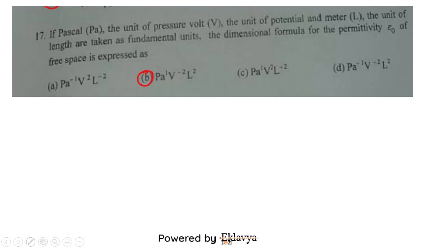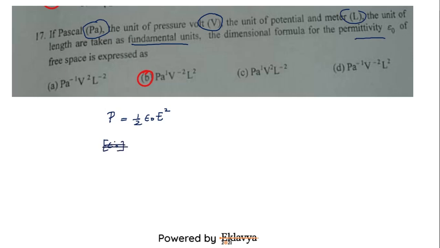It says that Pascal, volt and meter are to be taken as fundamental units, and we have to express permittivity in terms of these. So basically we have to find out the relationship between epsilon naught with Pascal, volt and length. Now if you remember, the expression for electrostatic pressure is half epsilon naught E square. If you can recall this expression, if you begin from here, the question becomes very easy, because now we can say that epsilon naught, or dimension of epsilon, or let me just rearrange this first.